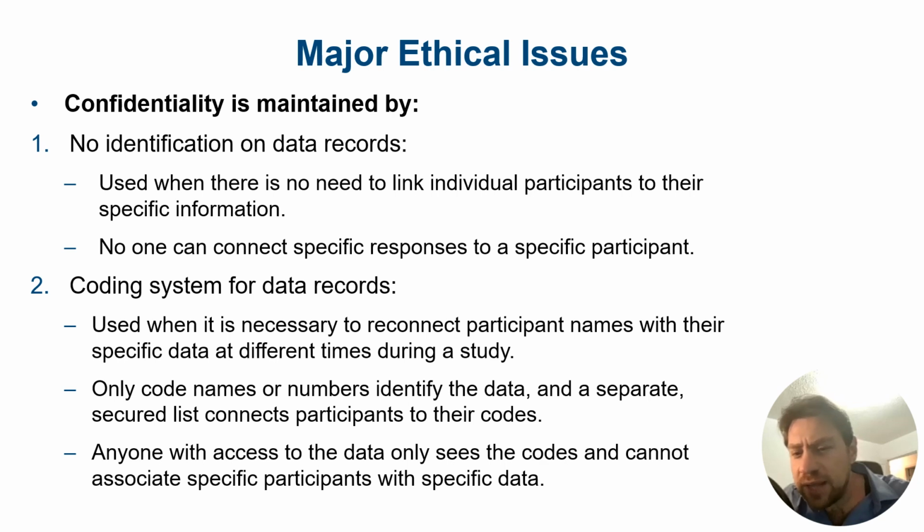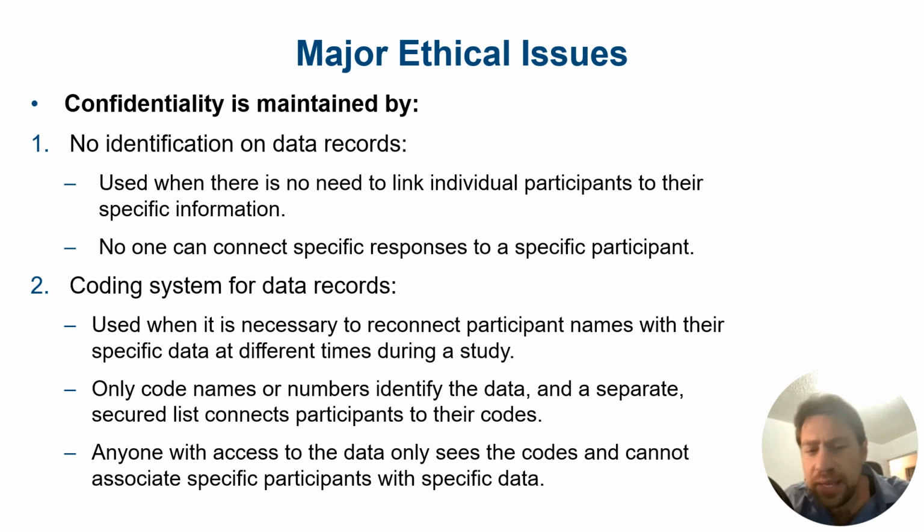So confidentiality can be maintained in two different ways. One is when there's no identification on data records. And this occurs if there's really no reason, no necessity to link any individual to their measurements or their data, like an anonymous survey. And in this case, nobody in the universe knows which data point is linked to which individual.